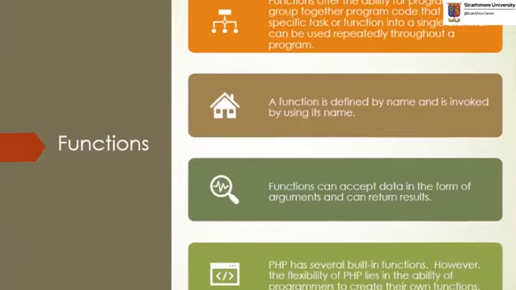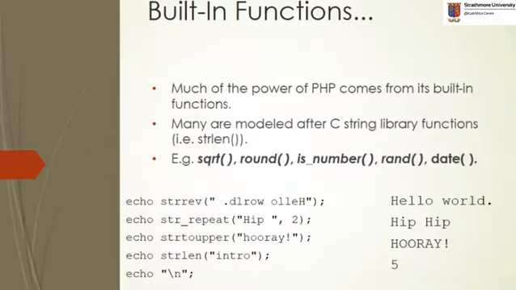If you're not dealing with the predefined functions within PHP, you can create your own functions. And as you create these functions, you can have them accept data, in the form of arguments, and they can also return results. Some of the built-in functions are square root, rounding a number to the nearest value. We can also check whether a value is a number, and we can generate random numbers. There's also a function for the date.